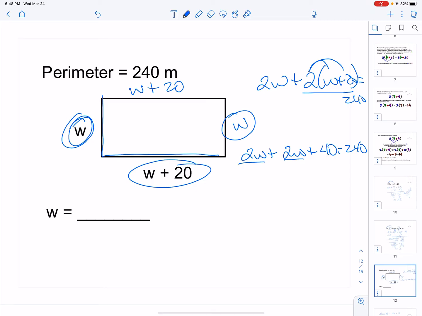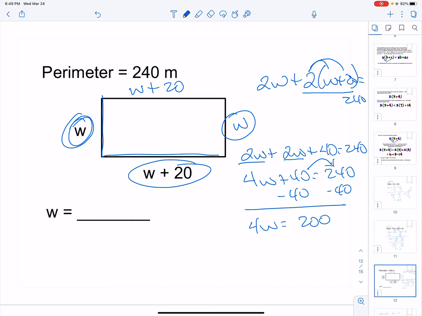The 2W and the 2W will make 4W plus 40 equals 240. Now I have just a regular equation. So I move the 40 over to be with the 240. So I subtract 40, subtract 40. I end up with 4W is equal to 200, divide by 4, and W is equal to 50, which is what I wanted to know.